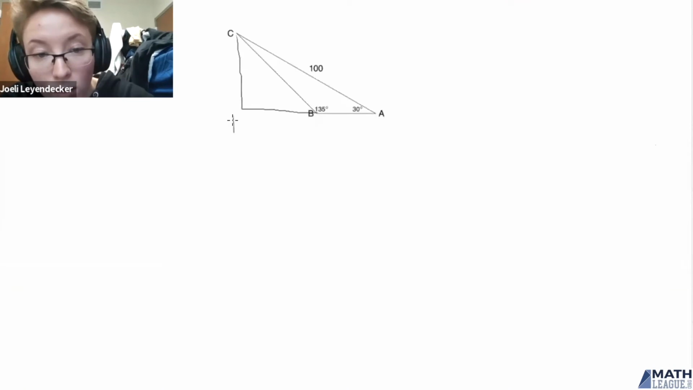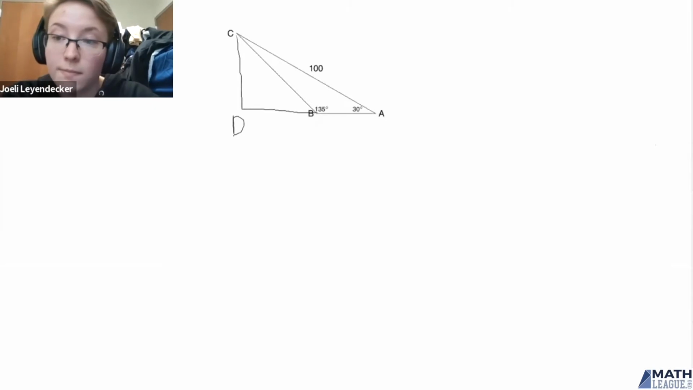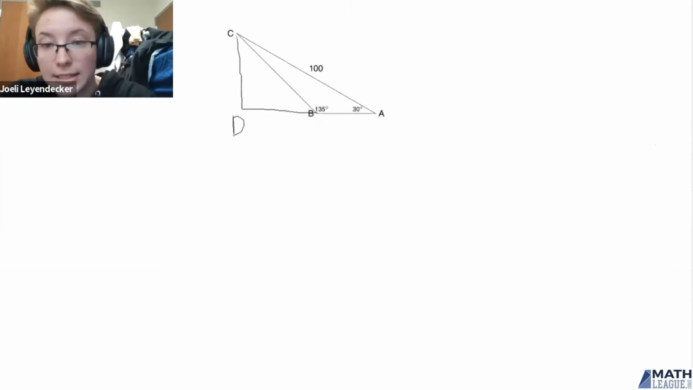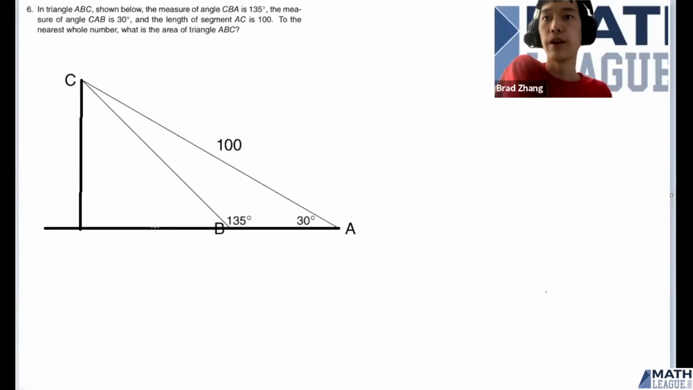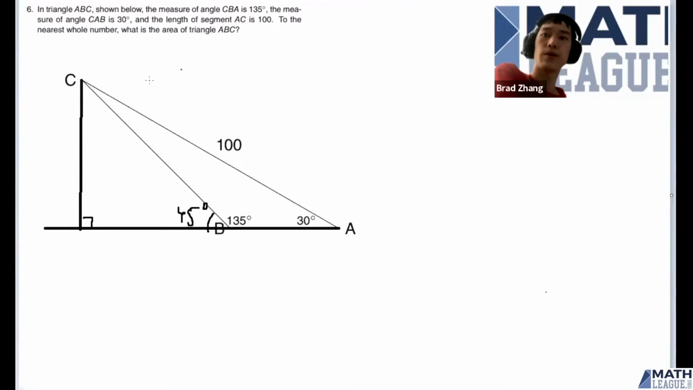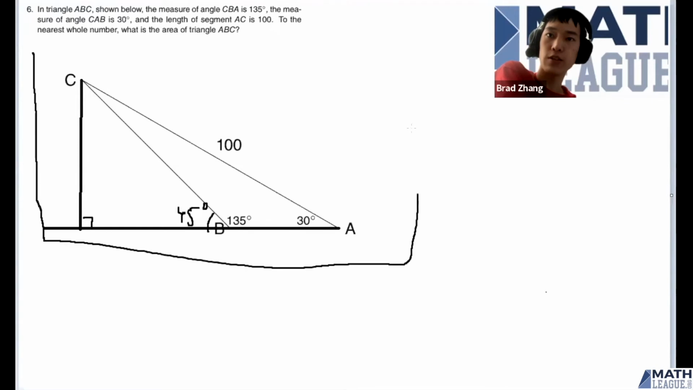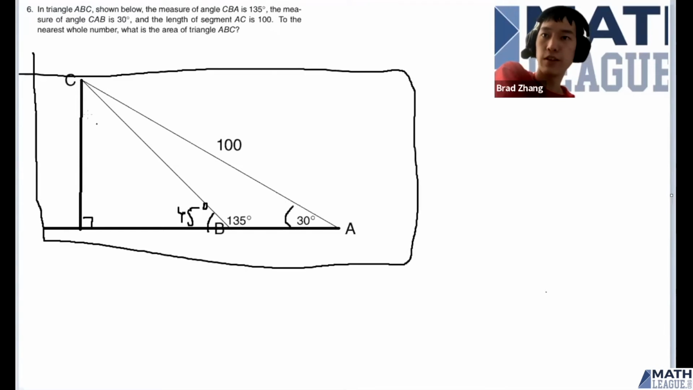We now have triangles ACD and BCD, and since the angle at D is a 90-degree angle, they're both right triangles. So we can look at the angles and figure out some stuff about them. What do we have? This is a 45 angle, and this is a right angle. So what does this tell us? We have AC is 100, and this entire triangle ACD is a 30, 60, 90 right triangle.